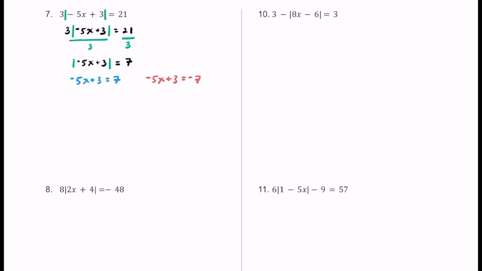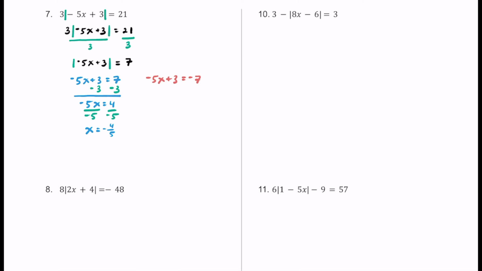All right, to solve the equation on the left, let's take away 3 and take away 3. If we do that, then the 3 minus 3 will cancel out, and then we're left with negative 5x is equal to 4. And then if we divide both sides by negative 5, then we find out that 1x, or just x, is equal to negative 4/5. Okay, so that's one solution.